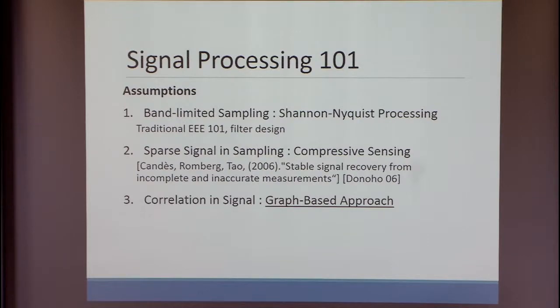But if you believe your signal has finite support but is sparse, then in 2006, there were two groups of people, Candes, Romberg, and Tao, and Donoho, who independently discovered this notion of compressive sensing. And this was already mentioned by a few speakers in this workshop itself. Compressive sensing is another way to view signal processing, where the signal is sparse. And lastly, if you believe there's correlation in your signal itself, then we have a graph-based approach, which we will talk about in this talk.